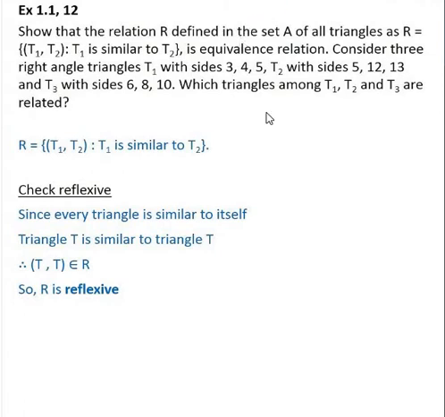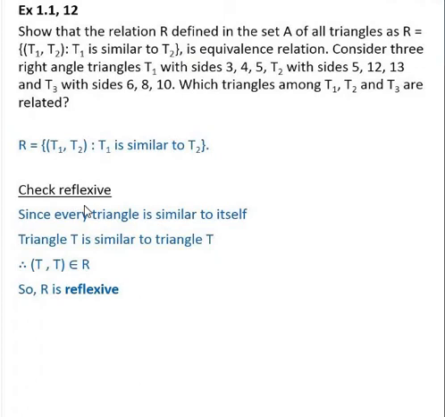I think all of you have the concept that A is a set of triangles. It doesn't mean that a set always contains numbers. A set can contain anything. It may contain lines, triangles, quadrilaterals and so on. So here our set A contains triangles. Now our relation R is defined such that we will consider only those pairs of triangles which are similar to each other.